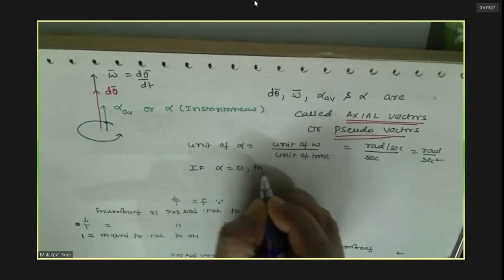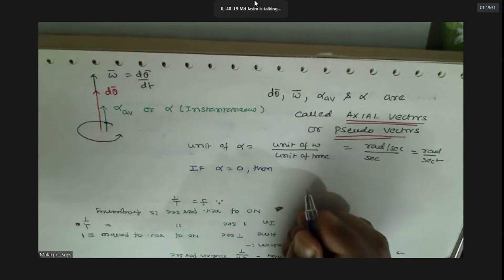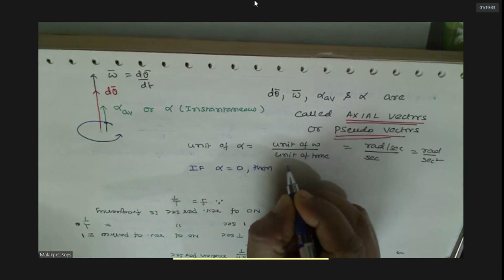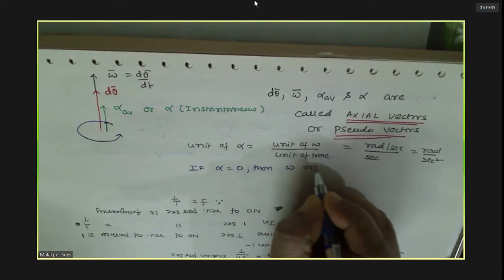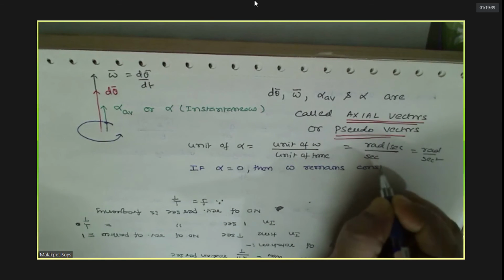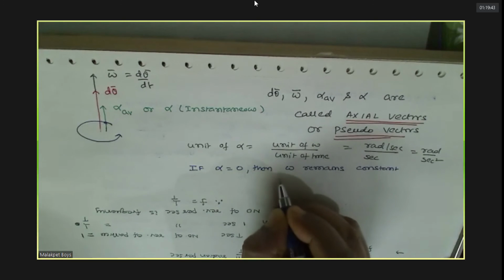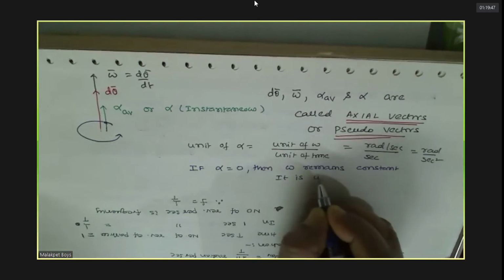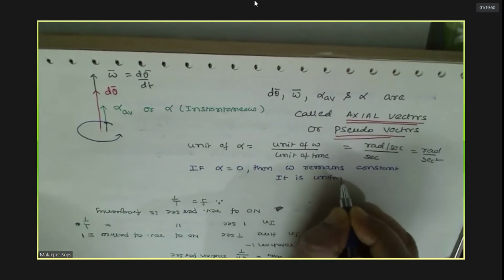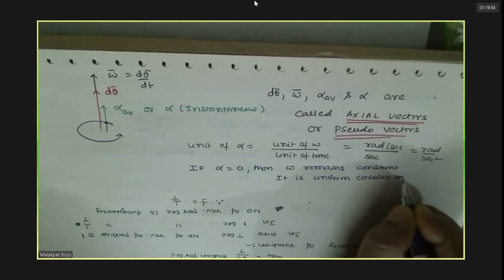Then what will happen? Angular velocity is constant, then omega will remain constant. That means it is which one? Uniform circular motion. Understood till here?